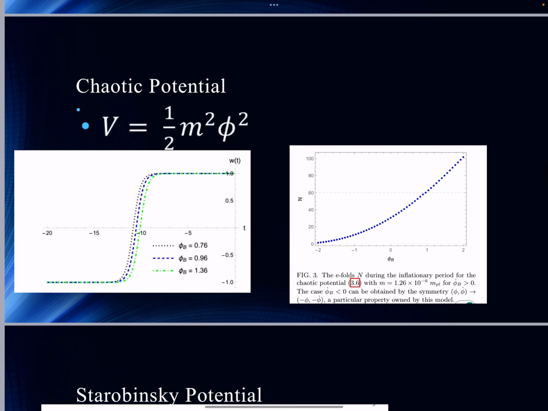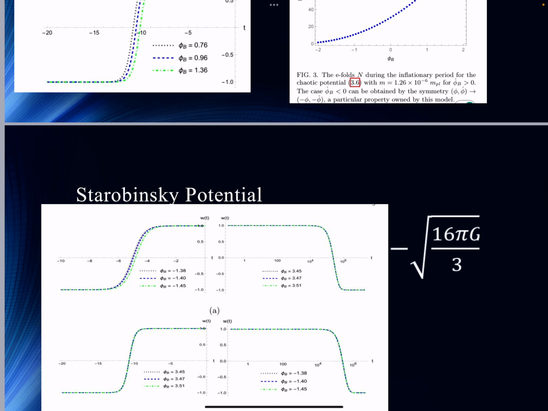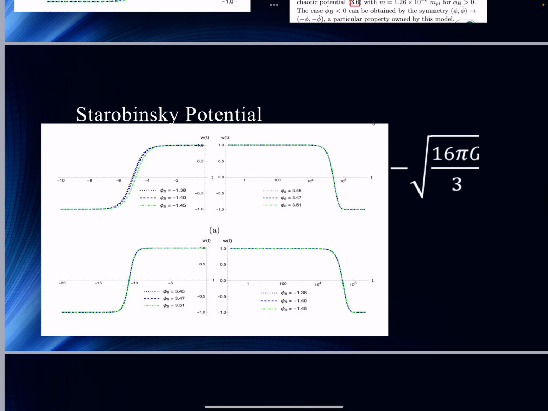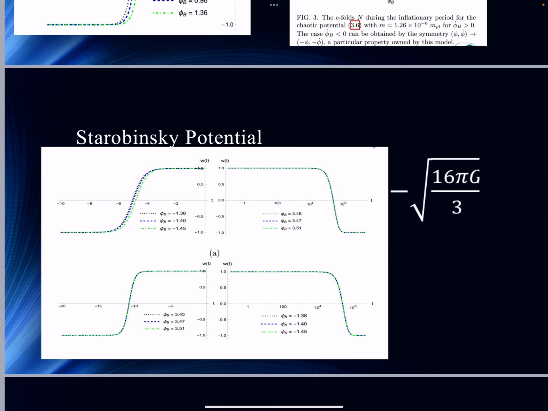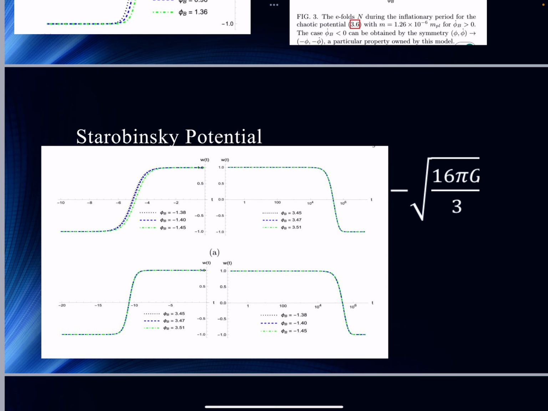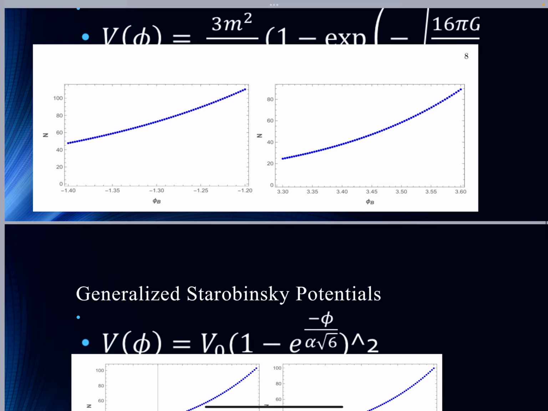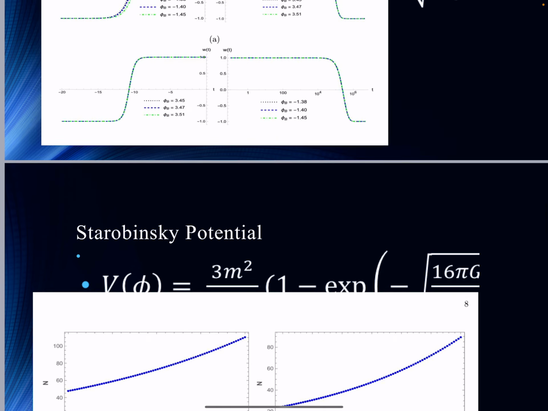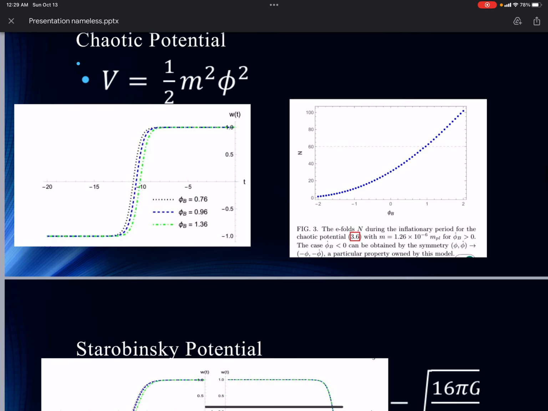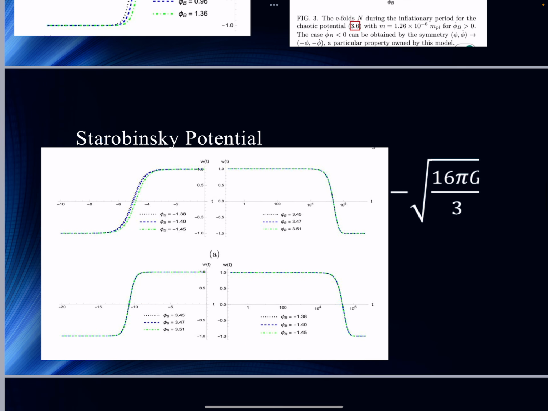So that is the chaotic potential. The Starobinsky potential. Again, I have to fix the potential because you can't see it. The graph did not really look as well when I downloaded it, but I have time to fix that. Regardless, pretend you couldn't see it.